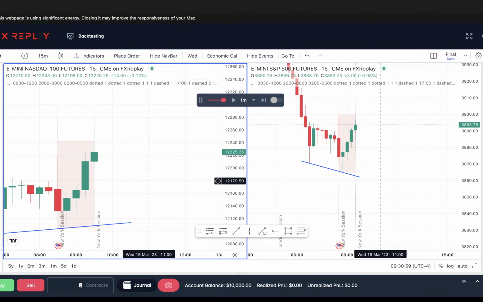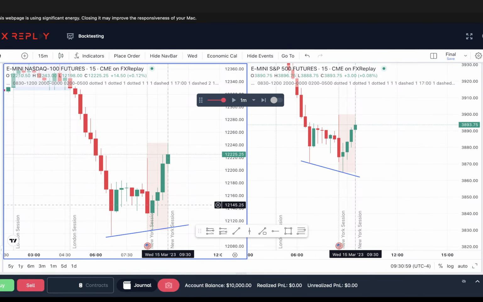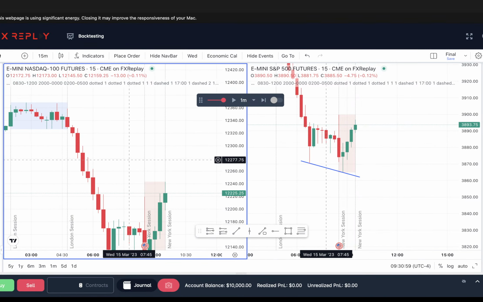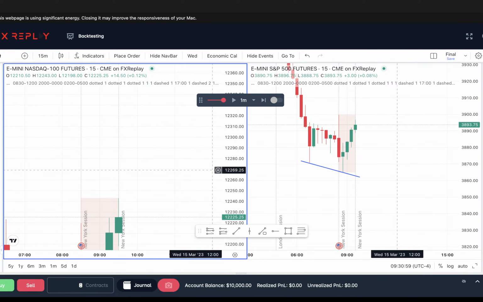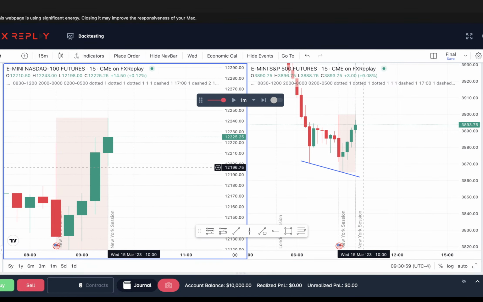But he does get to the point very easily, like liquidity sweep, market structure, and so on. Versus ICT will kind of talk, and he'll build a story and he'll build an analysis.